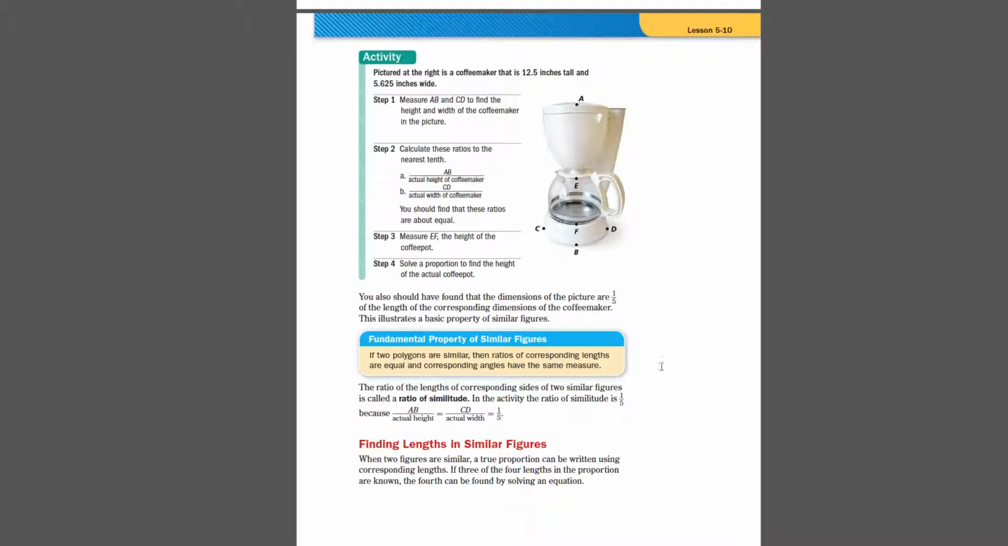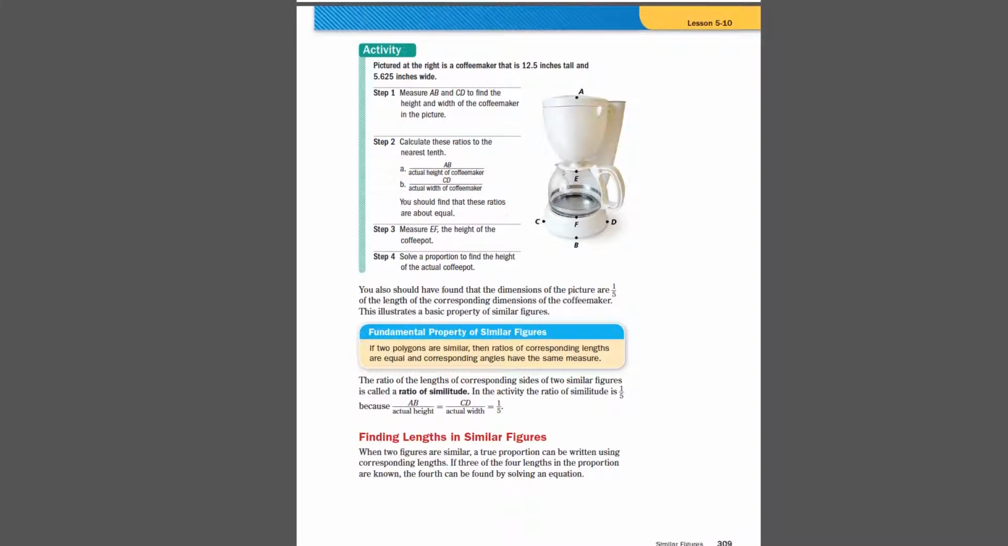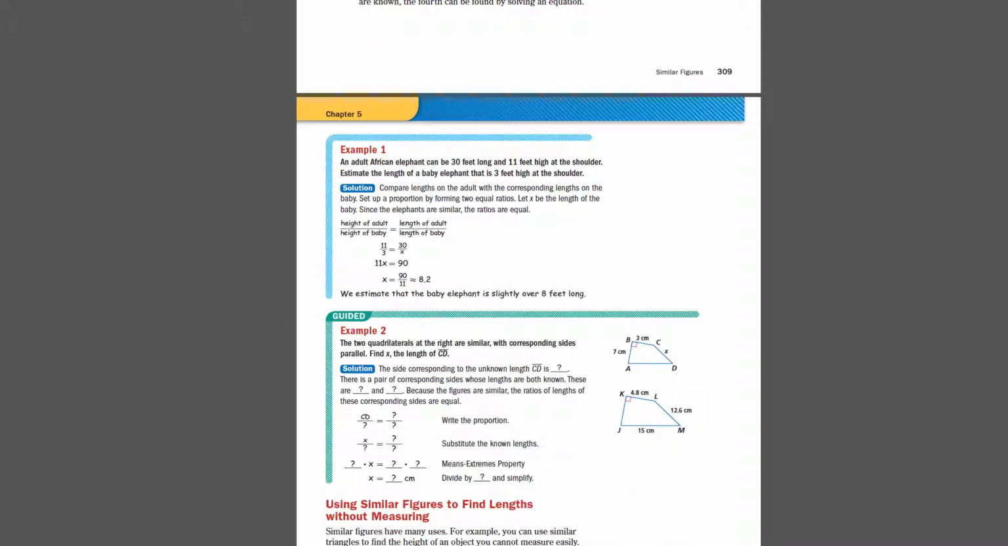So let's see what we can do to find lengths of similar figures. Now here we have Example 1. An African elephant can be 30 feet long and 11 feet high at the shoulder. Estimate the length of a baby elephant that is 3 feet high at the shoulder. Here we're going to just create our relationships. The height of the adult divided by the height of the baby is equal to the length of the adult divided by the length of the baby. Now, could we have set this up differently? Sure. This gives us something we can work with.